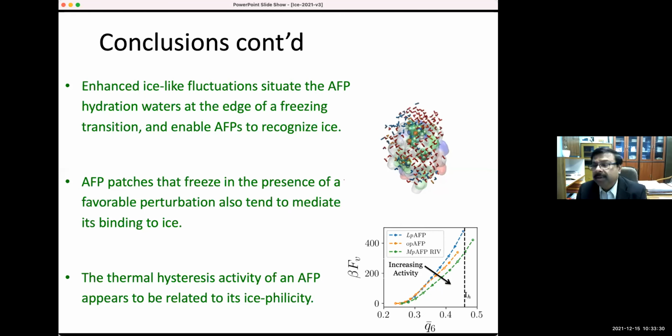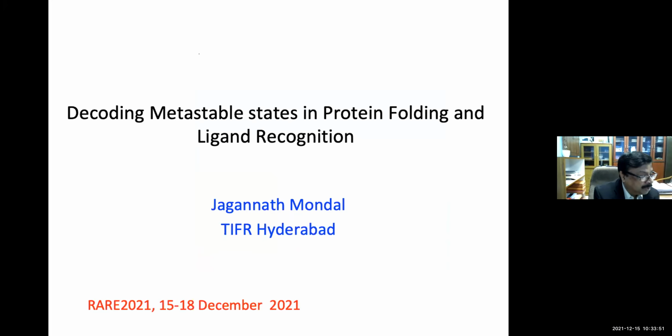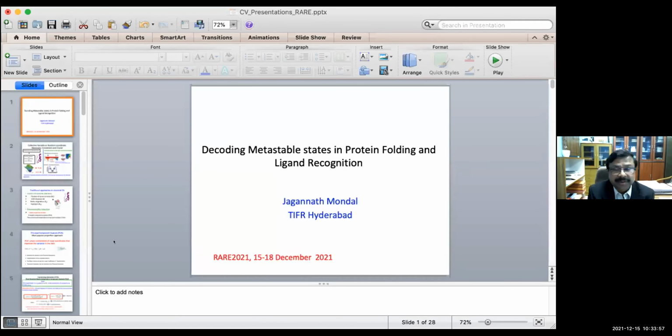Okay, all right. I don't see any other questions either in the chat box or through raising of hands. So with this, let us thank Amish for his excellent talk, and we'll move to the next talk, which will be the last talk of this session. The last talk is going to be given by Dr. Jagannath Mondal from TIFR Hyderabad. He's going to talk on decoding metastable states in folding and recognition. Jagannath, can you hear me?